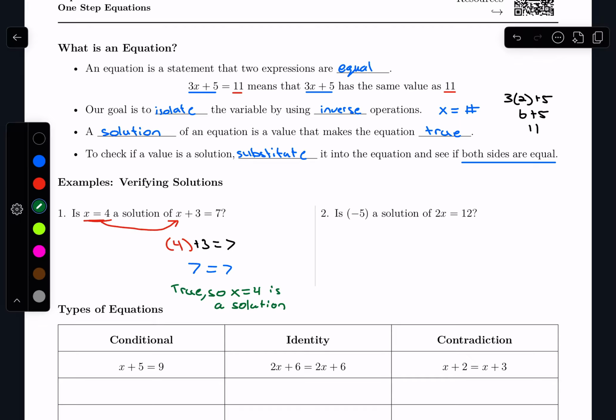And that's all you have to do to verify if your solution is valid. Take that number you get, substitute it in for x, and see if the statement is true. So now we're going to see what it looks like when it's not true.